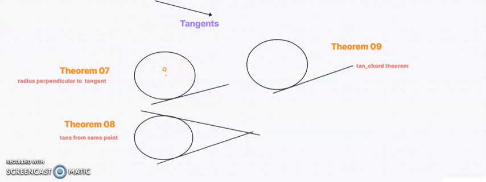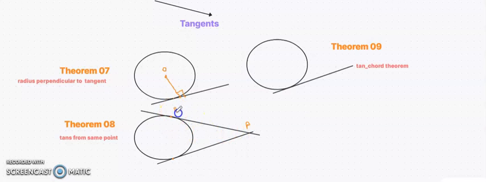So the next set of theorems talk about tangents. Theorem 7 says the radius is perpendicular to the tangent. So this is the radius of a circle from the center O. The radius is perpendicular to the tangent. Now theorem 8, we refer to theorem 7 as radius perpendicular to tangent. Another theorem, theorem 8, says if two tangents are drawn to a circle from the same point outside the circle, then the tangents are equal in length.